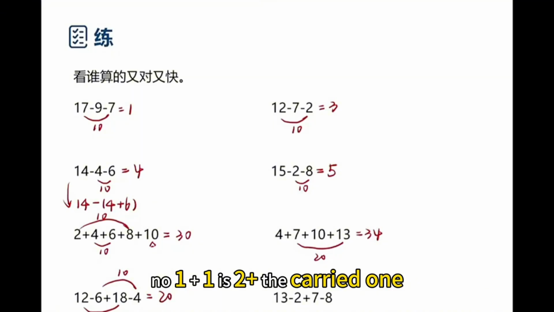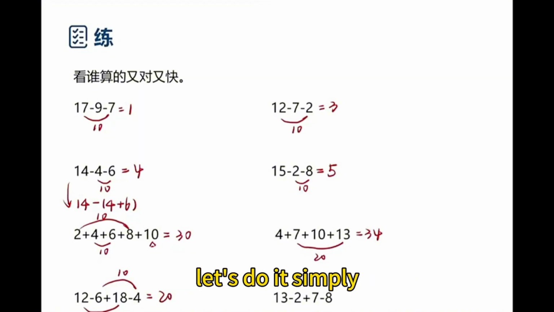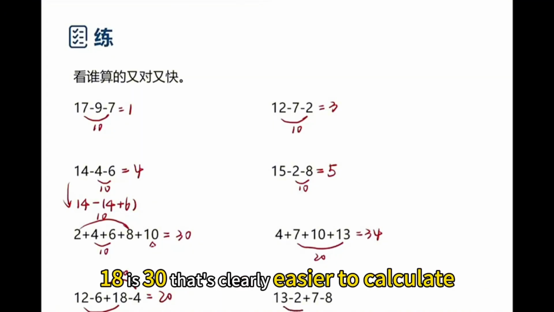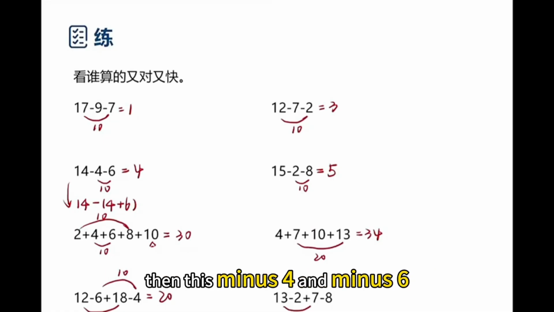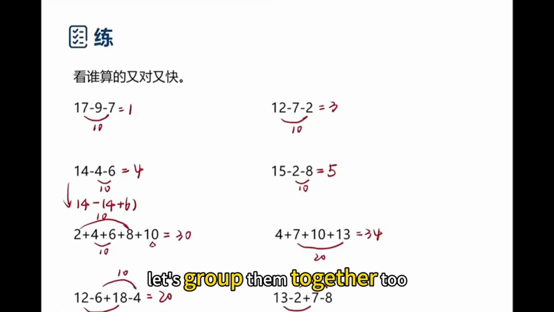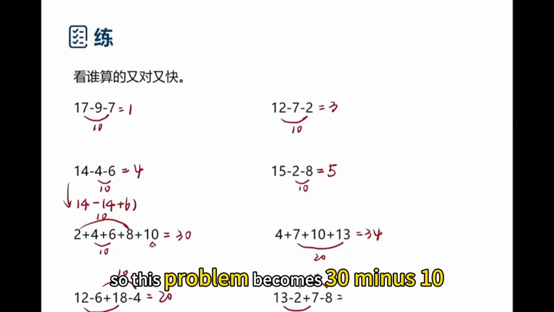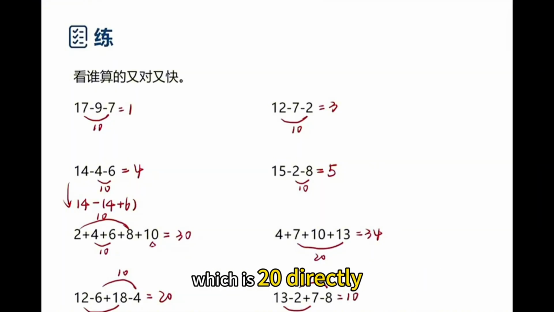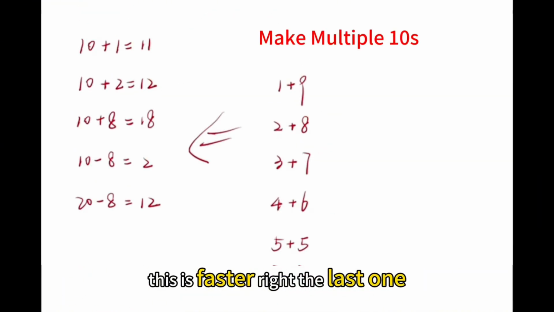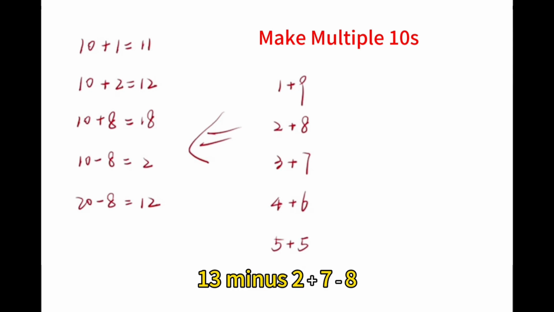No, 1 plus 1 is 2, plus the carried 1. Let's do it simply. 12 plus 18 is 30. That's clearly easier to calculate. Then this minus 4 and minus 6, let's group them together too. I can subtract 10 all at once. So this problem becomes 30 minus 10, which is 20 directly. This is faster, right?